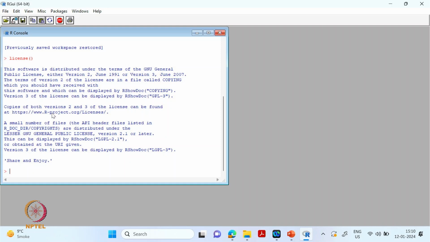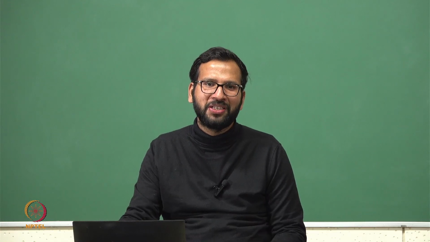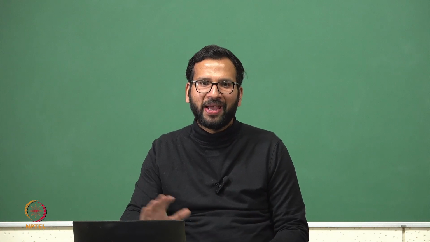If you want to know in more detail about the license R is using, you can check this URL. On this URL you can go and check the license. This is the GNU General Public License version 2.0. And at the end of the license, it is quoted, share and enjoy. So you use this software freely without worrying about any kind of cost.